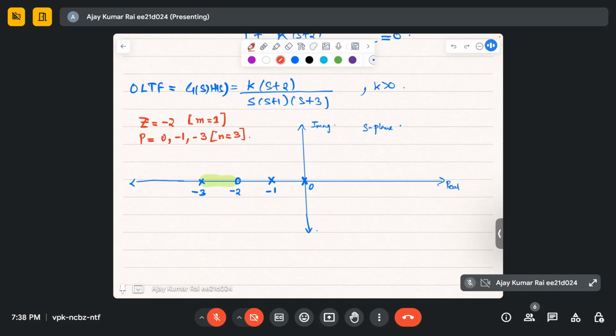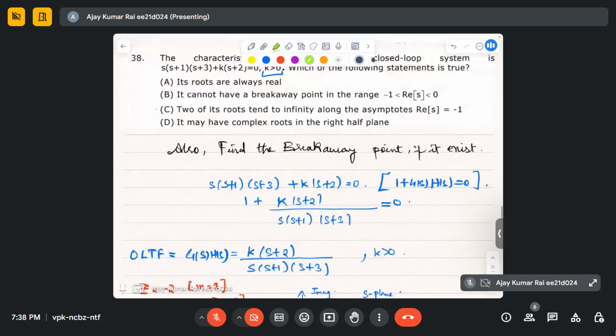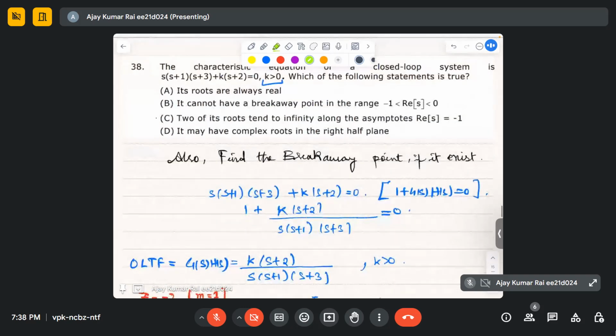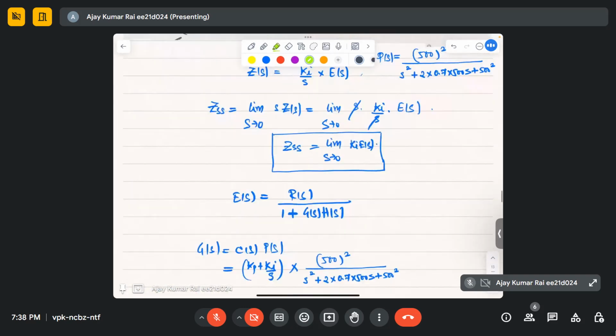Again, if I take a test point here, on the right hand side only one pole exists, the number is odd. That means the root locus will exist. So we have found 2 regions where the root locus will exist. Again, let's see the options. Its roots are always real.